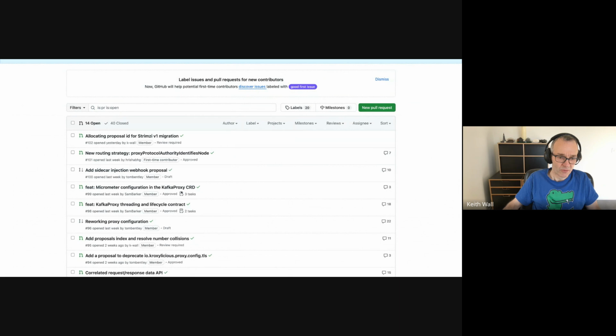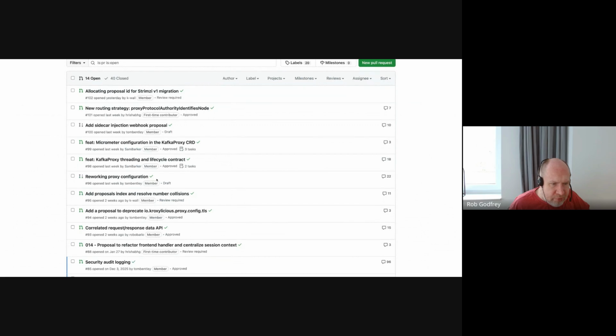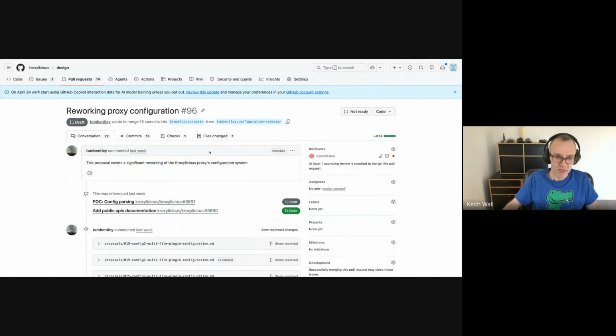Micrometer configuration. Since Sam can't make this call, should we skip over that one, the next two? That makes sense. Okay, next one is back to Tom again.